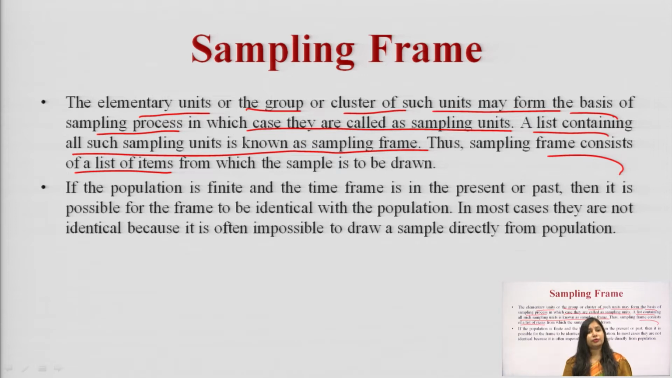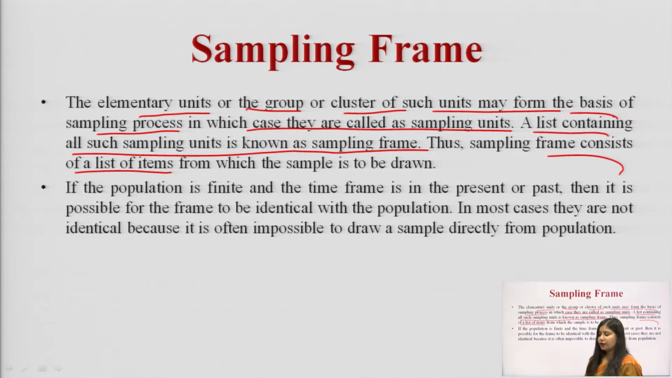So those types of schools will not be in your sampling frame, only the schools that have a playground. The playground is the list of items or the characteristics on which we try to focus. If the population is finite and the time frame is in the present or past, then it is possible that the frame can be identical with the population.